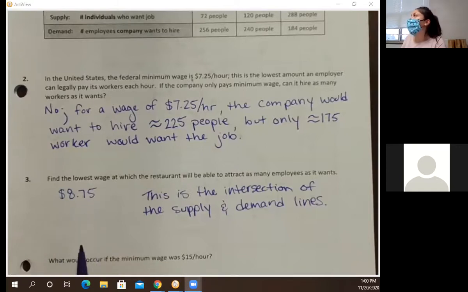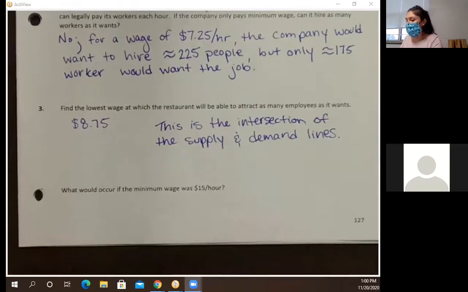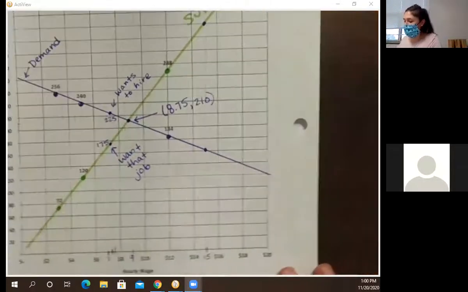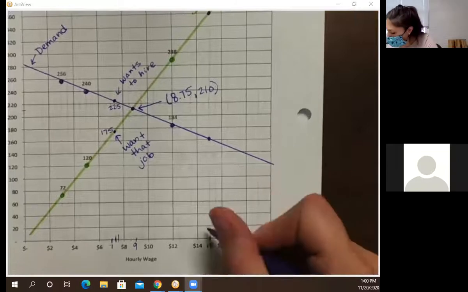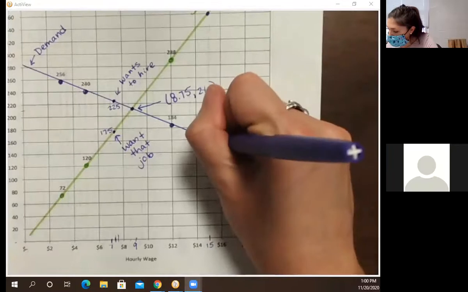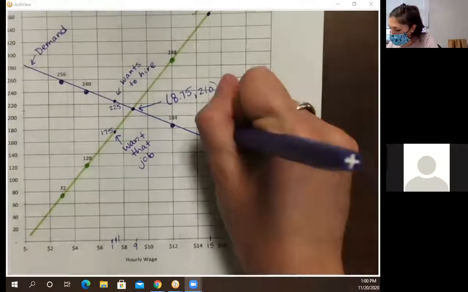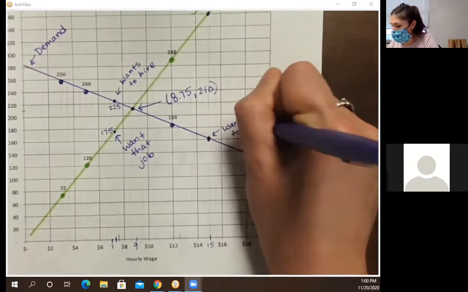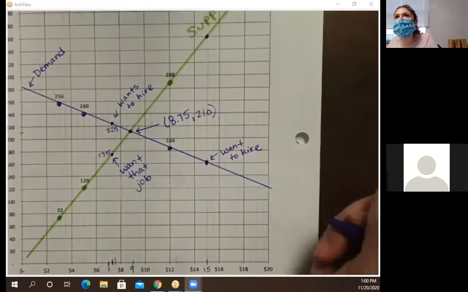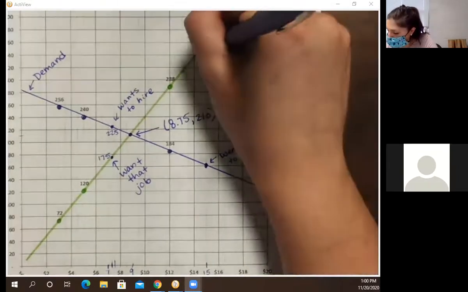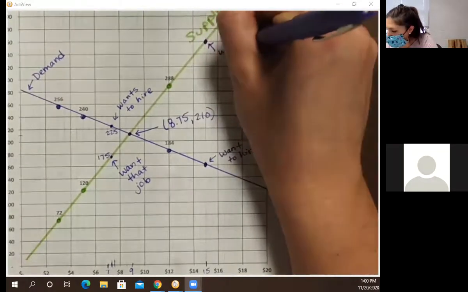What if I bump that up? Let's say we make our minimum wage $15 an hour. So this company is willing to offer $15 an hour. So 15 would be here, halfway between 14 and 16. And there's our point on the company line. There's our number that they want to hire. And then up here is our point on the supply line. So this is how many people want that job.